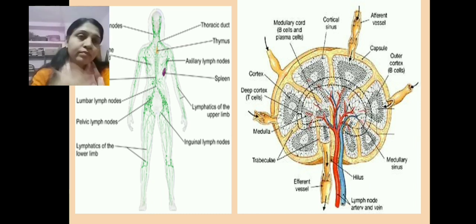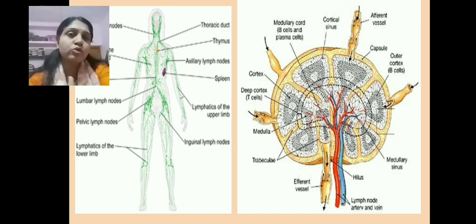Now, beneath the capsule, the lymphatic vessels which pass inside the lymph nodes are called the sinuses. The vessels beneath the capsule are called the subcapsular sinuses. Now these sinuses, through the trabeculae, pass to the innermost region, that is below the medulla region, and are connected with the hilus.